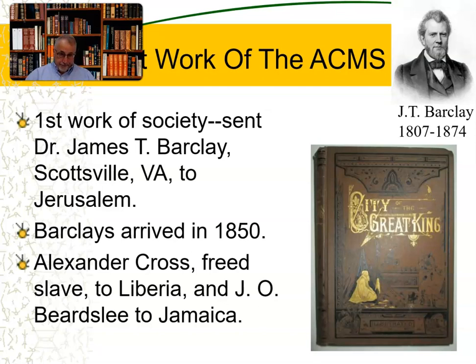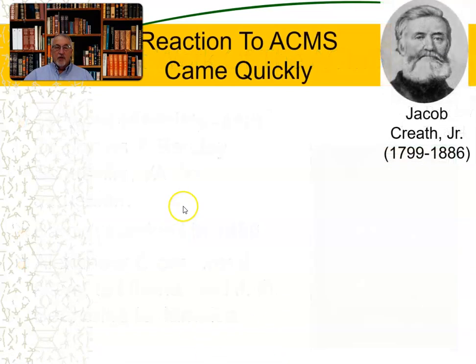And so they created a country that would be just for liberated slaves from the United States. It's called Liberia, for liberty and freedom. And its capital is Monrovia, named after President Monroe. We also see J.O. Beardsley goes to Jamaica very early on here, about the same time. So we see this work going.